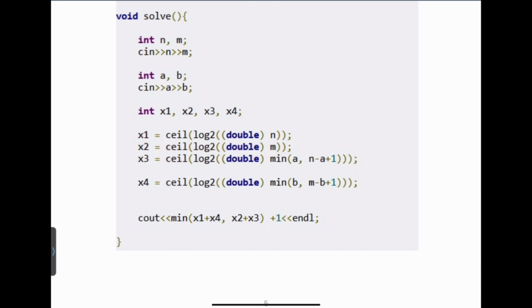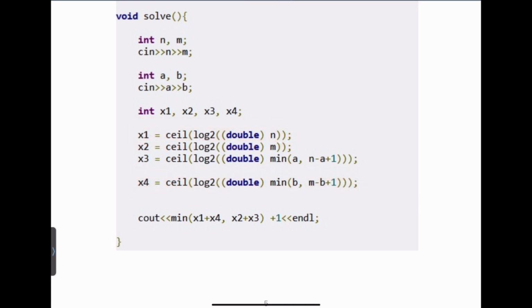Now x3. Remember, if you made an initial row wise cut, the number of rows that you will be having will be the minimum of a comma n minus a plus 1, right? So we are storing the number of times it will require to cut that down in x3. And similarly, if you make an initial column wise cut, we'll be having this many columns, and the number of operations required to cut off that column by half every time would be log base 2, basically. If in the very first operation I make a column wise cut, so this is plus 1 over here, the number of columns that I will be left with will be this, and the number of operations required to cut off all these columns will be x4, okay, and the number of rows will be n, so the number of operations to cut off those rows will be x1.